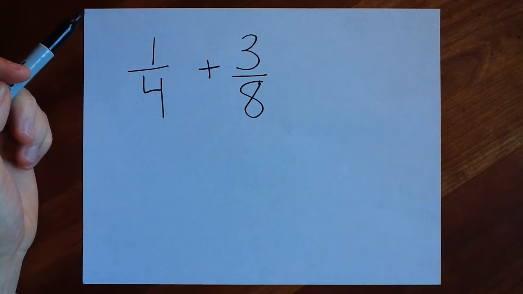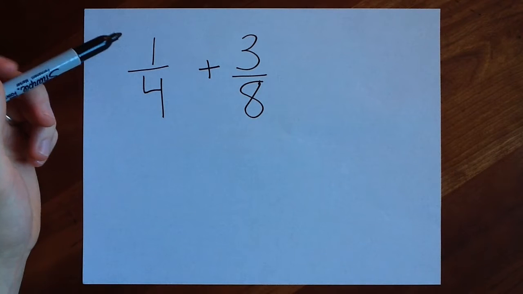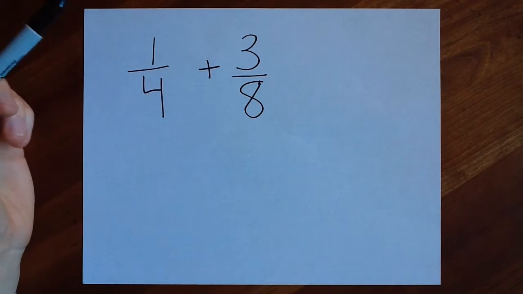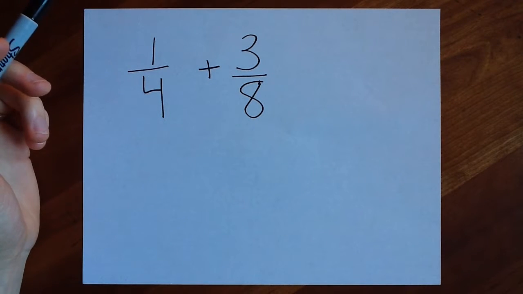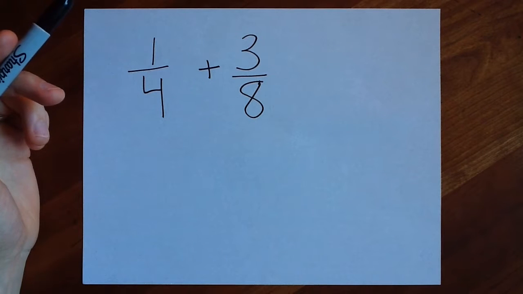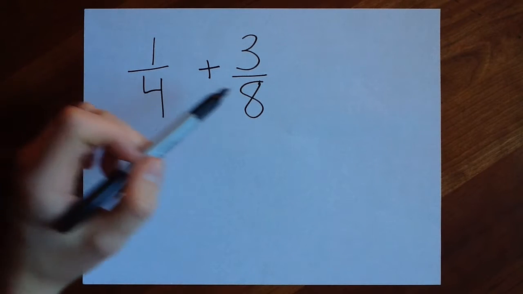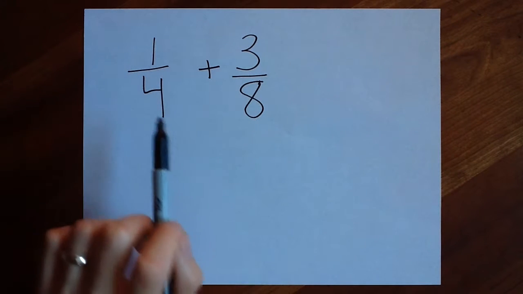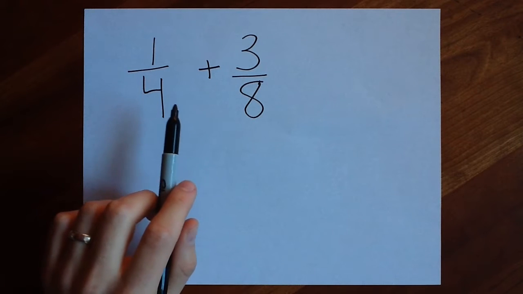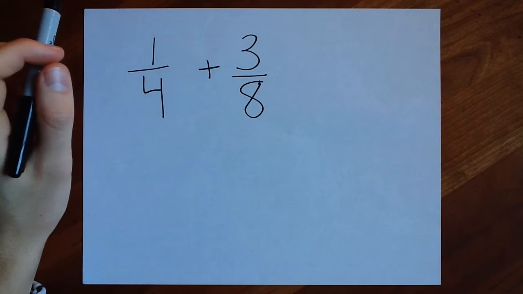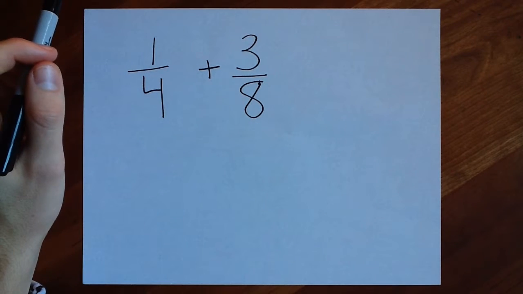Let's begin. We have 1/4 being added to 3/8. Unfortunately, we can't just add them up and be done, because our denominators are different. Remember that the denominator is the bottom number of a fraction. So, before we can add these two together, we'll need to find a common or shared denominator for both of these numbers.